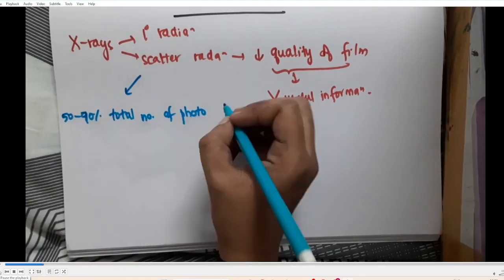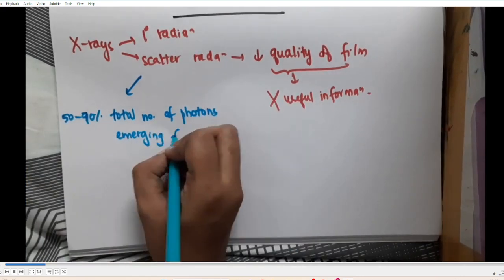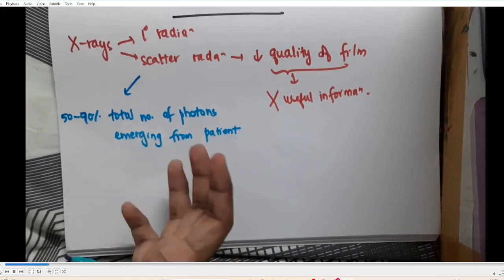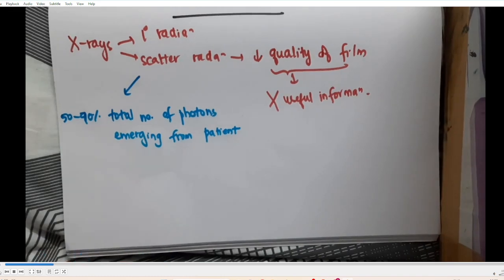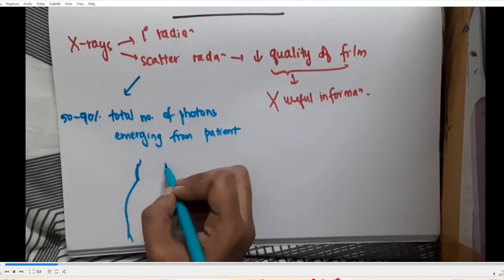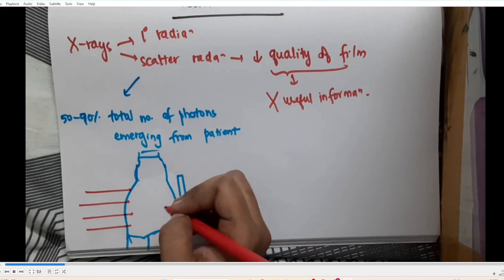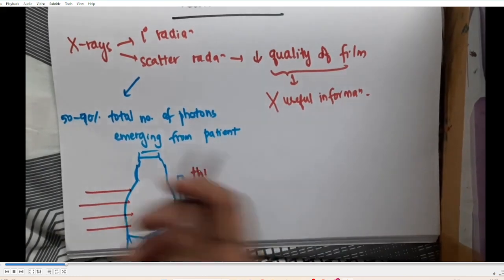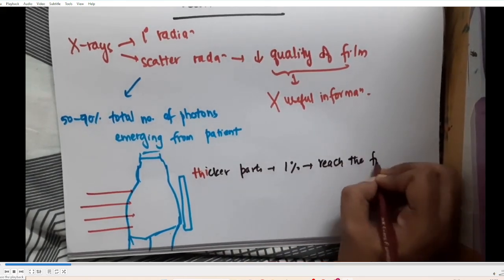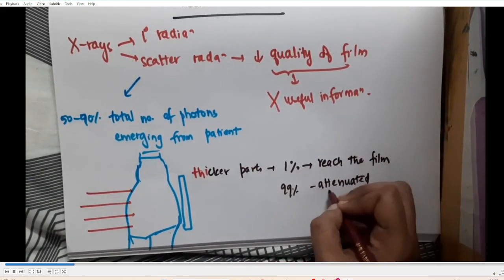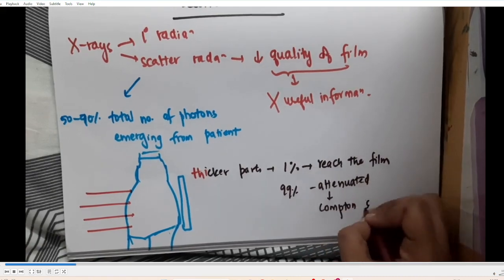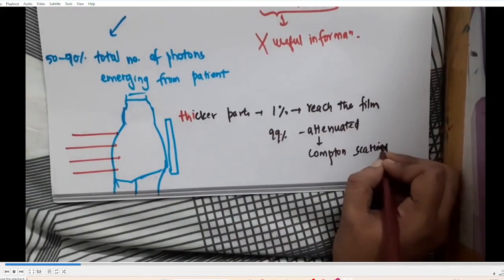Frequently, 50 to 90% of the total number of photons emerging from the patient is scatter radiation. The reason for the large number of scattered photons will be more apparent if we consider the fate of the diagnostic X-ray beam. If the X-ray beam passes through thicker body parts like the abdomen, only 1% of photons in the initial beam reach the film and the remaining 99% are attenuated, the majority by Compton scattering. So most of them do not reach the film.